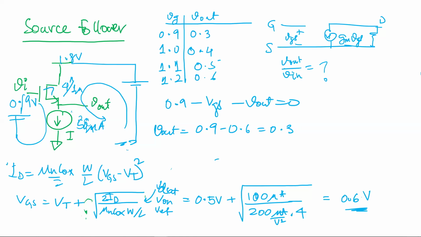And ideally, let's say the bulk was shorted to the source, it will actually follow exactly, which means that the small signal gain should come out to be 1. So see if that comes out to be 1.